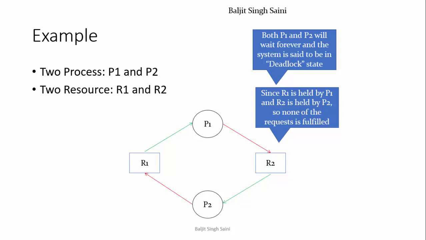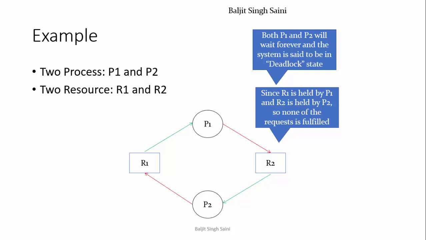Okay, so P1 को कभी भी R2 नहीं मिलने वाला because P2 उसको रिलीज नहीं करेगा, क्योंकि उसको अपना काम फिनिश करने के लिए R2 और R1 बोथ दोनों चाहिए. सिमिलरली P1 ने R1 होल्ड किया हुआ है, वो उसको रिलीज नहीं करेगा क्योंकि उसको अपना काम कंप्लीट करने के लिए वो दोनों R1 और R2 चाहिए. So a situation where the request will never be fulfilled will lead into a deadlock state. So this is a deadlock state. Now just remember this diagram and we'll go back to the definition part.